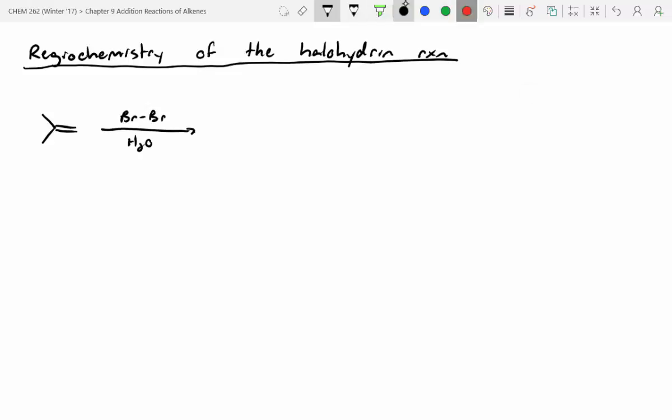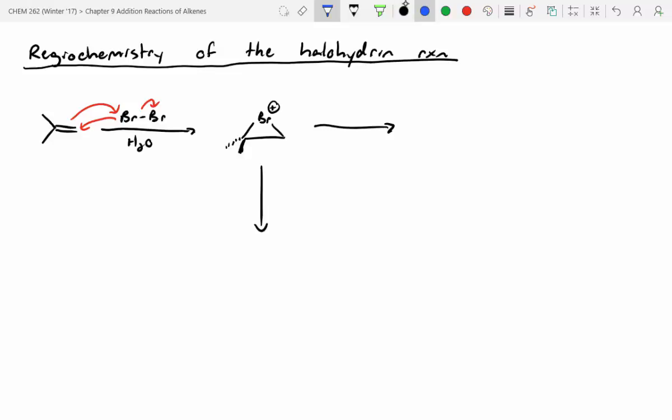So let's show those arrows. And we'll kick off the bromine. Let me clean this up a little bit. That looks a little bit better. There we go. We've got our bromonium ion. And now we have to consider the water attacking in, right? So let's consider two options. I've got one option going this way, another option going that way.